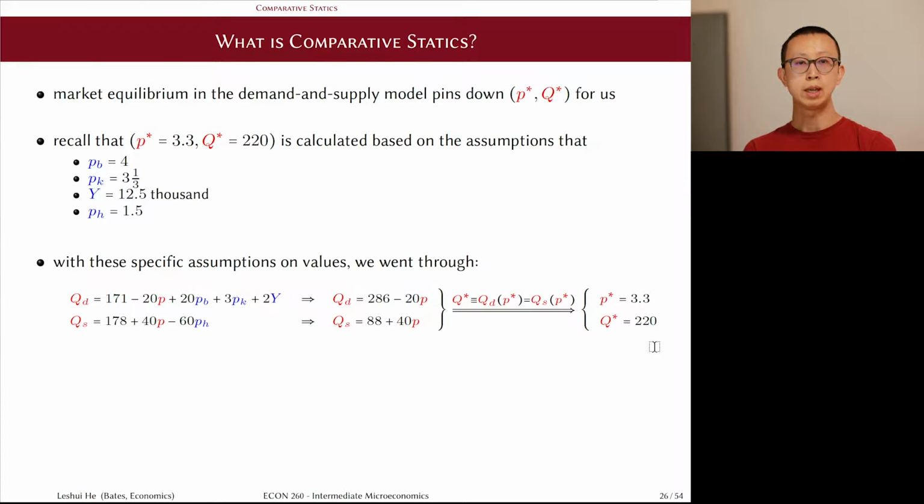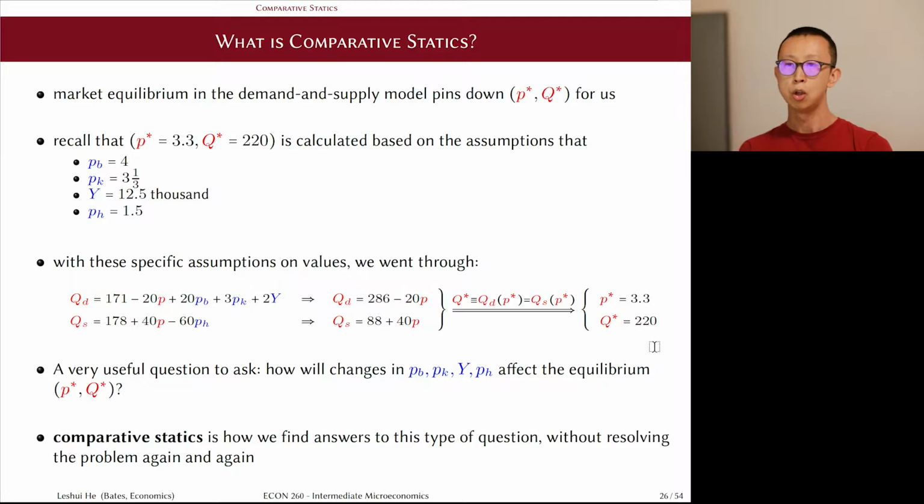Most frequently, what we really care about in a problem of analysis isn't necessarily where the equilibrium is, but in many cases, we're more interested in how the equilibrium would change when the environment changes. For instance, if the price of beef increased by a little bit, or the income level decreased by a little bit, how is that going to change the equilibrium price and the equilibrium quantity? Well, what we're really asking is, what if these blue variables changed a little bit? How will the equilibrium objects, P star and Q star, move around as a response to the changes in the blue variables? And comparative statics is exactly the type of tool in economics that helps us answer this type of question.